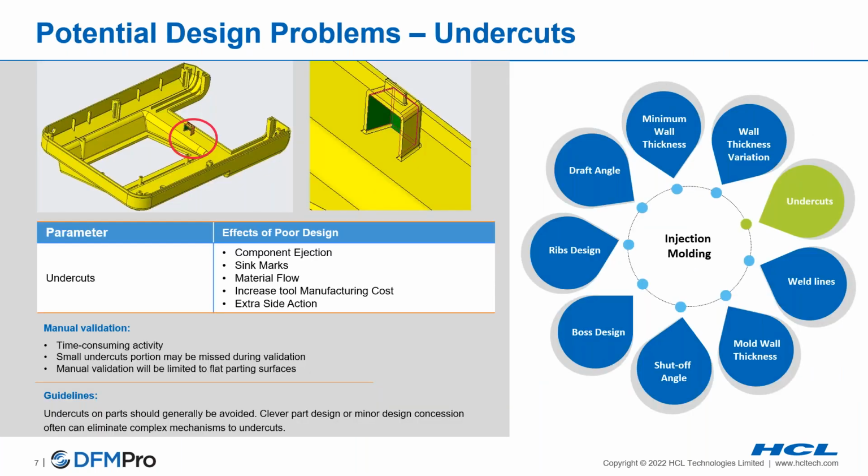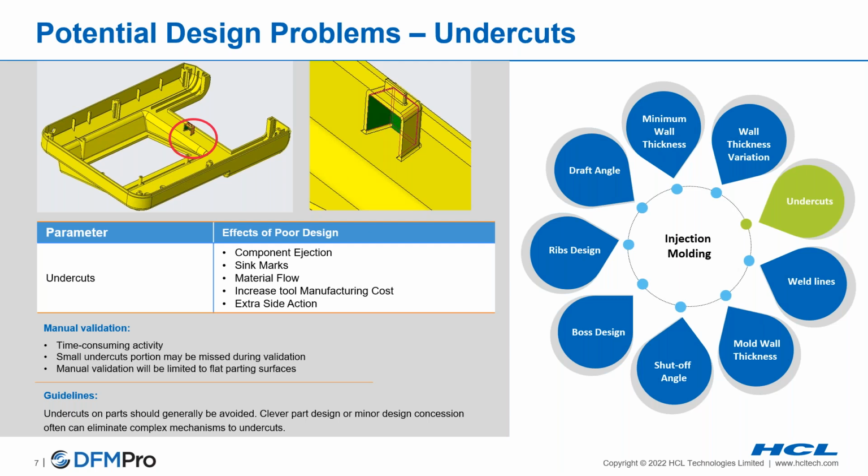First one is the undercut. An undercut is a very common word for the mold tool department. Undercut creates an ejection issue. Without side action, it is impossible to eject the part from the mold. Undercuts are typically protrusions or depressions in the molded part. Undercuts are caused by the overall shape of the molded part. Adding side cores will increase the mold cost and molding time. The impact will be component ejection issues, sink marks, and increased mold cost.